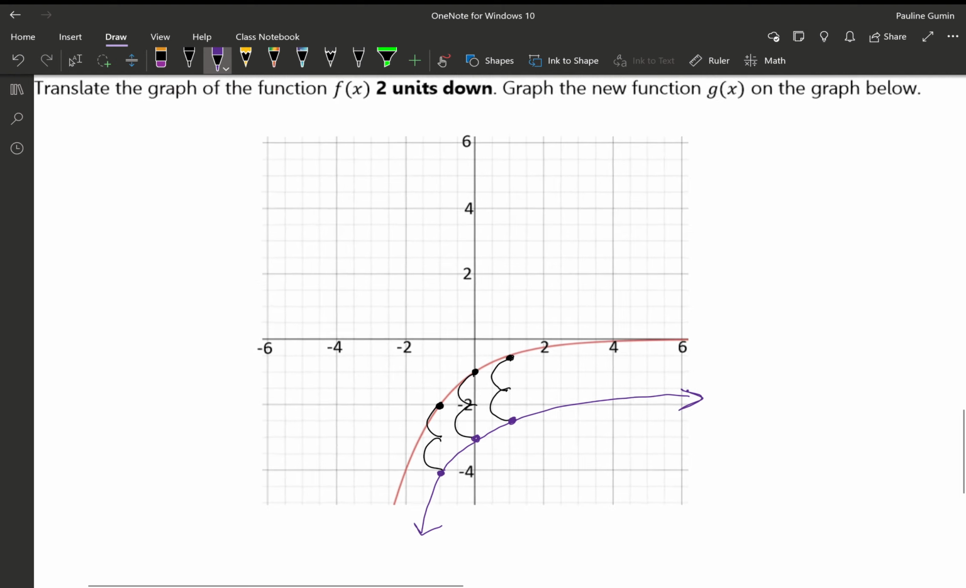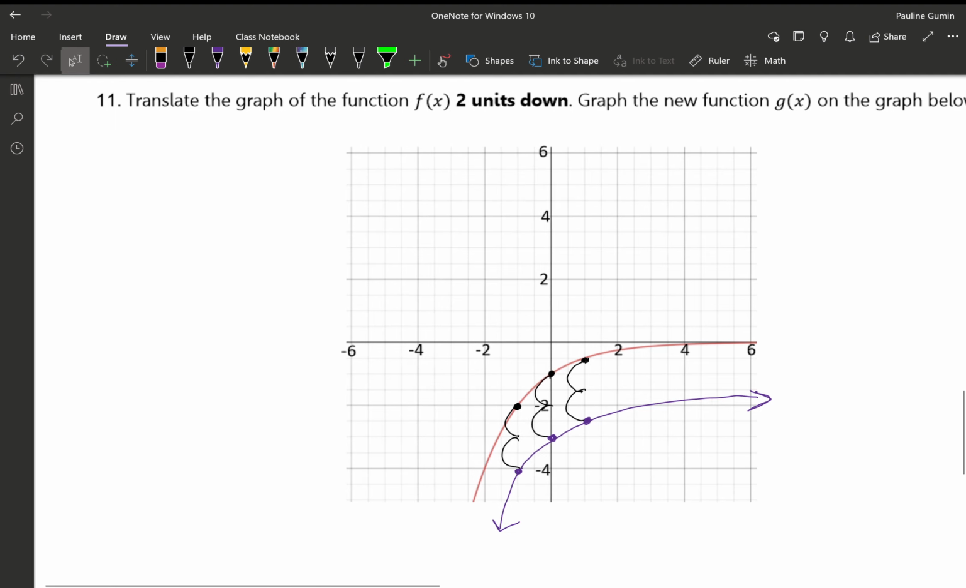Now don't forget to connect your dots and draw that little swoop. And that's that for number 11.